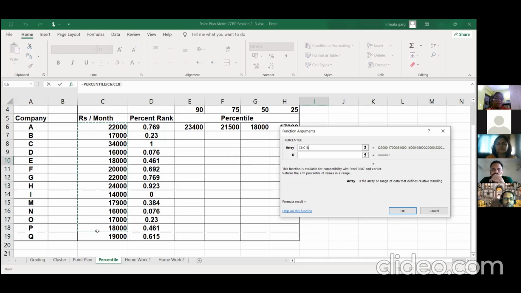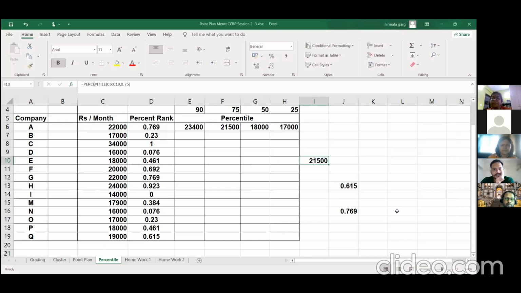Okay. No, sorry. Okay. Now, what do I want to know? 75. So I'll put point 75. What is the amount I want to know at a 0.75 percentile of this data? How much? 21,500. I'll do one more now.